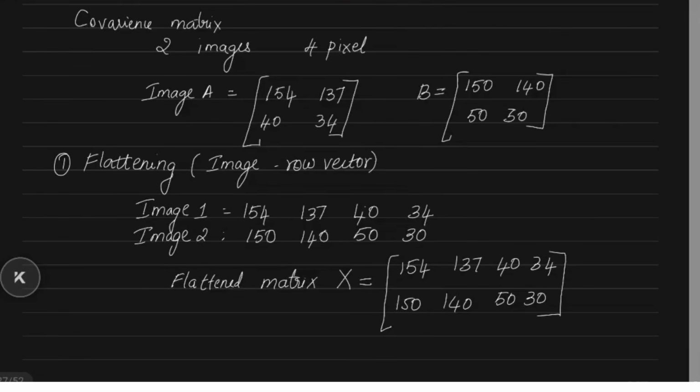So the first step in your covariance matrix is to flatten the image. Each image, you convert it into a row and frame a matrix with it. This is your very first step. The second one is to center the data.